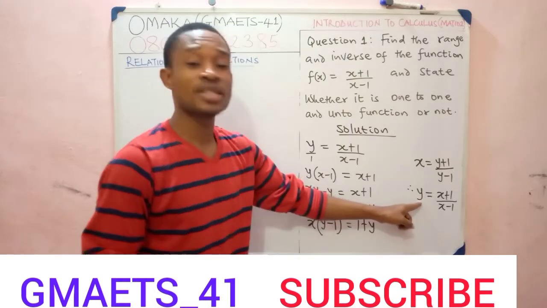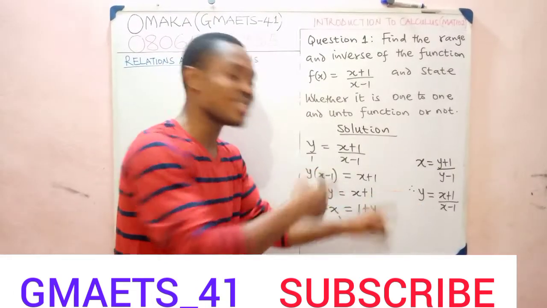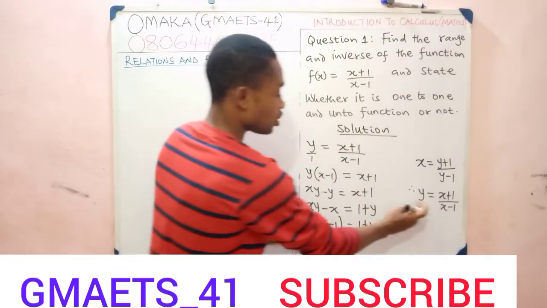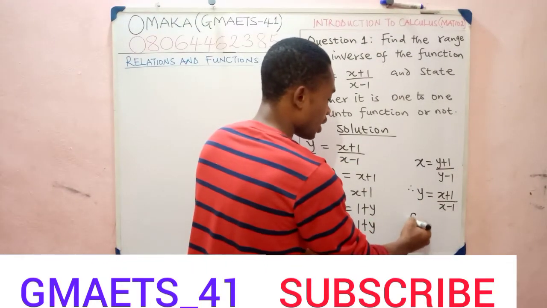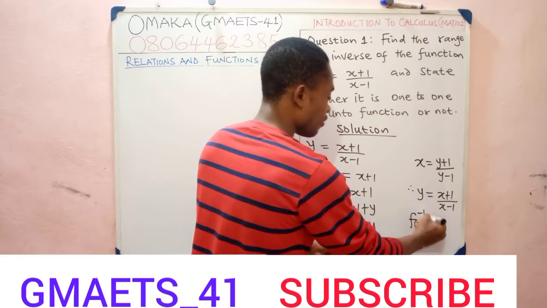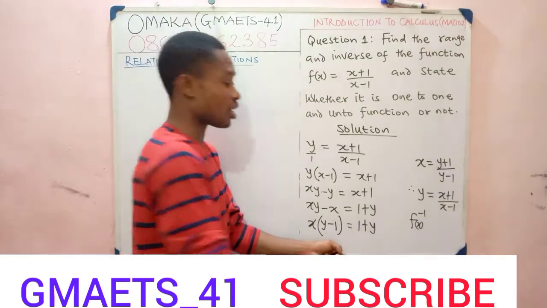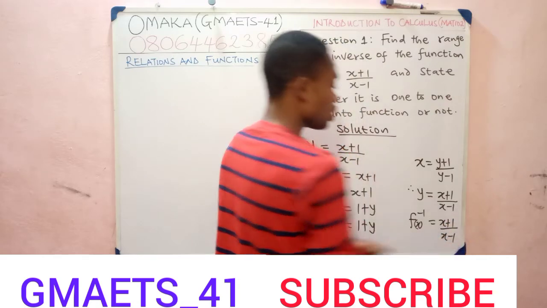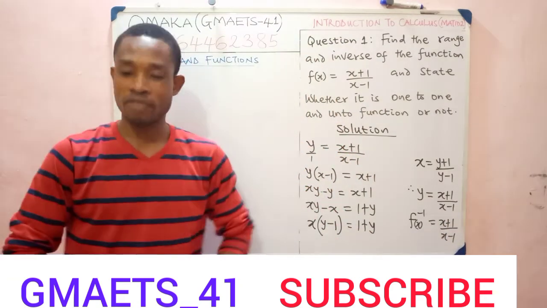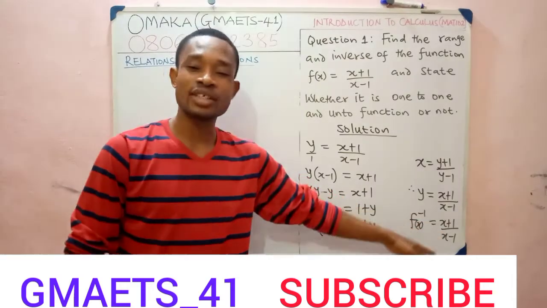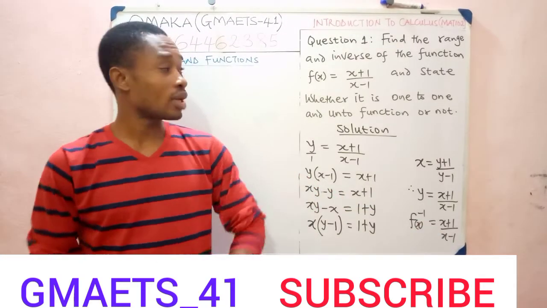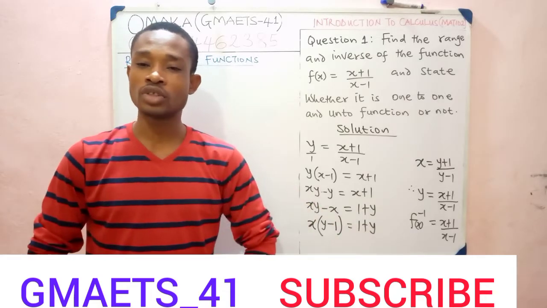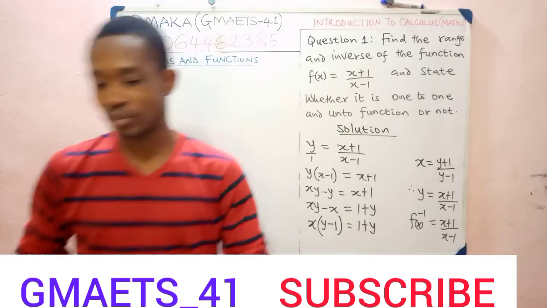Remember that your y is the same as f of x, but in this case it is the inverse. You have gotten the inverse because you made x the subject of the formula. So this y, we will now write as f of x inverse, or simply f inverse, is equal to x plus 1 over x minus 1. So this is the inverse of the function. It's from here that we'll now get the range. We'll take a break. When we come back, we'll look at the range and state whether it is one-to-one and onto function or not.